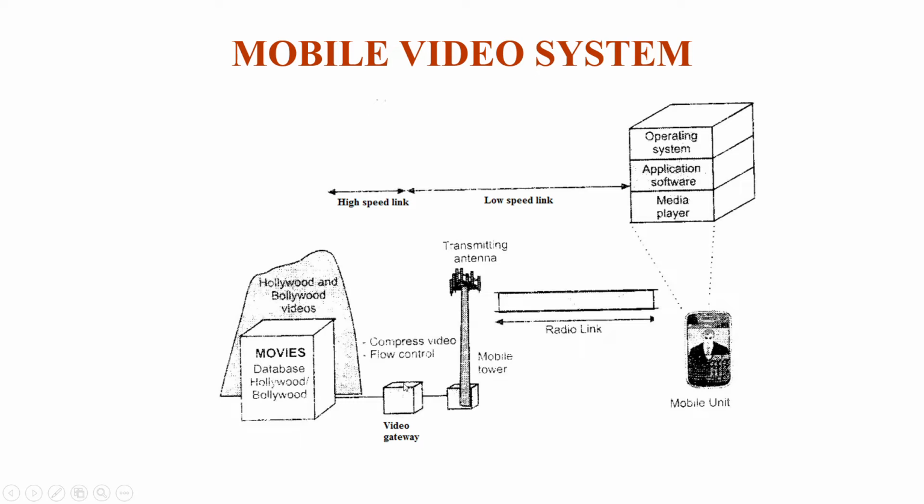Because compression takes place, your data rate reduces and speed gets slower. Now, this mobile tower transmits the video to your mobile unit. What are the requirements of your mobile unit?